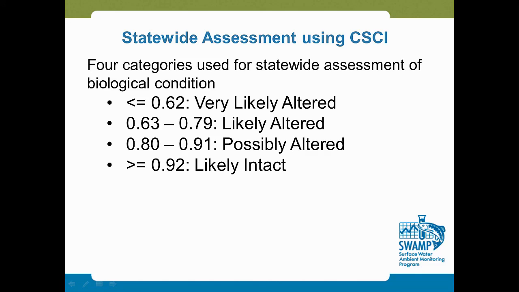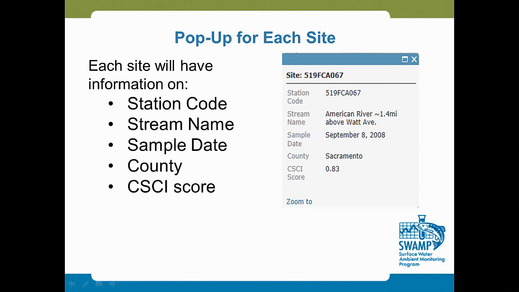And then just to give you a range of the scores that we have on our map, the lowest score we have was 0.108, and the highest score we have was 1.35. Each site on this map is clickable, so you'll have a pop-up that looks like this for each site, and it'll have information about the station code or the unique identifier for that site, the name of the stream, the date that that sample was collected, what county, and the CSCI score.